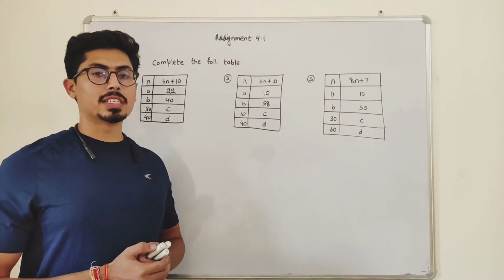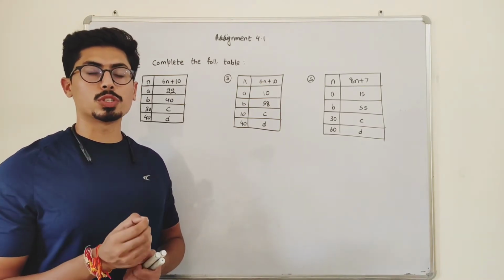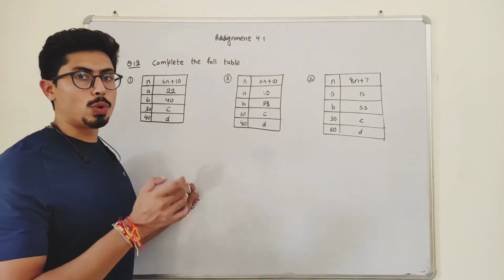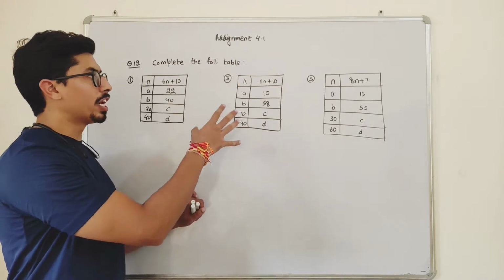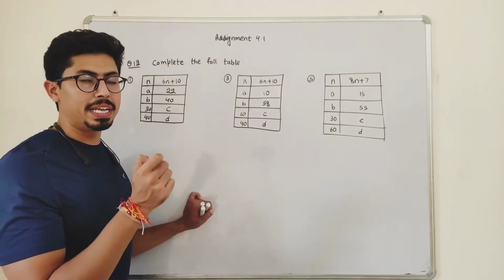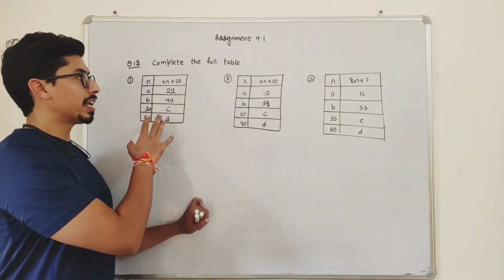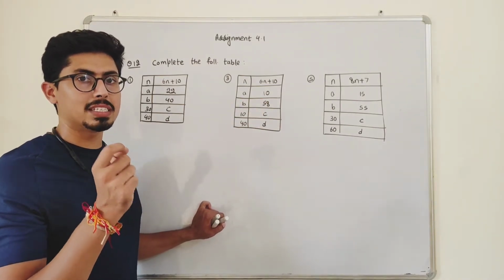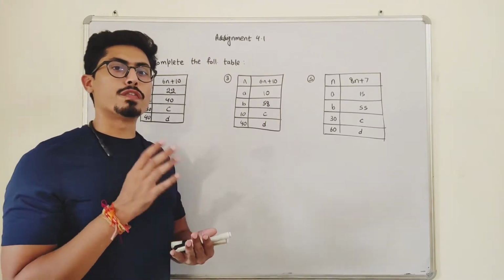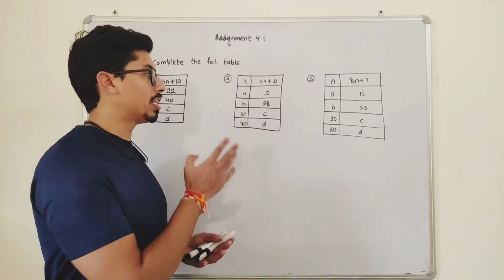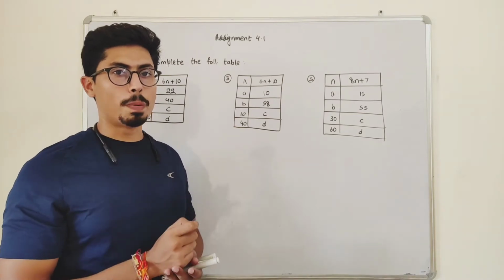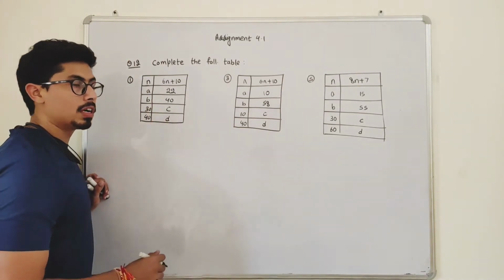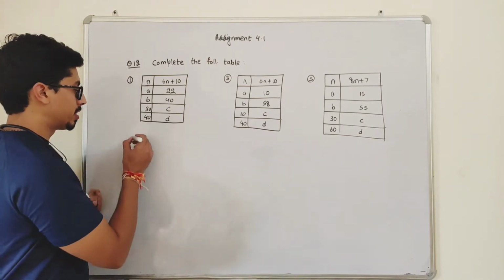Students, today in this class, I'm going to discuss some of the questions of assignment 4.1. Let us discuss question number 12. Complete the following table by finding the value of A, B, C, and D. That means in each part, I have to find the value of A, B, C, and D. The question consists of 5 parts, but I'm going to discuss only 3 parts. The rest 2 parts you have to do yourself. So question number 12, first part.